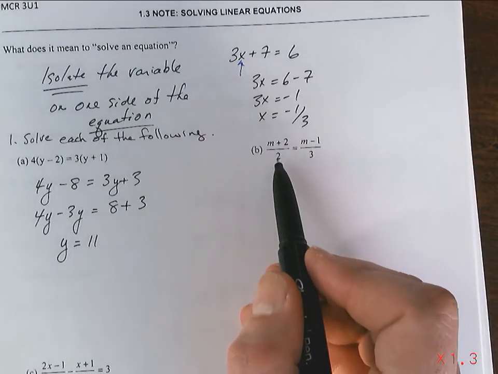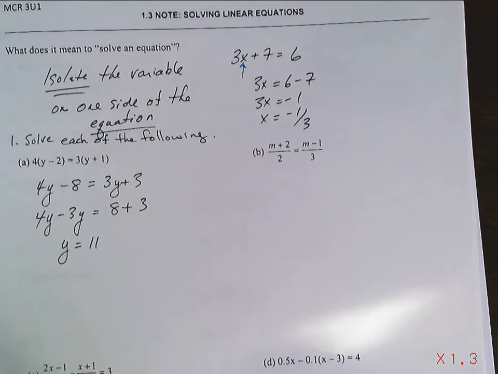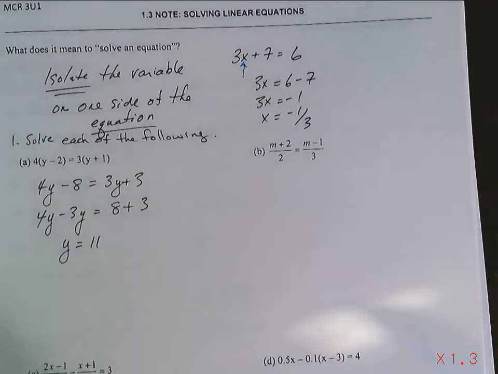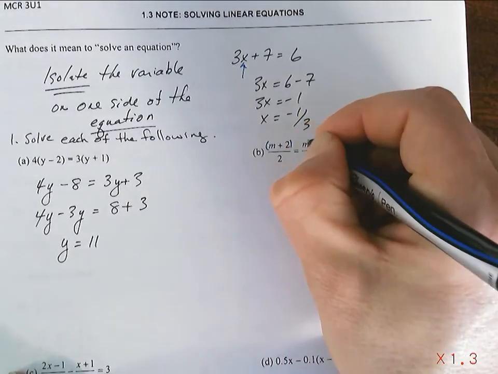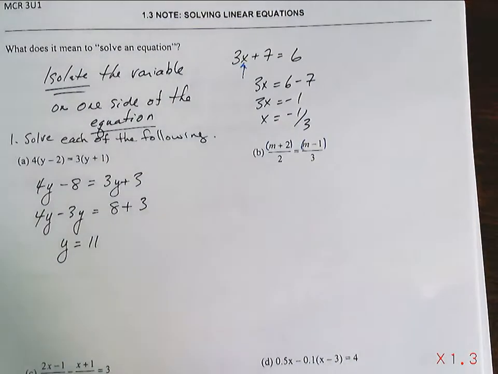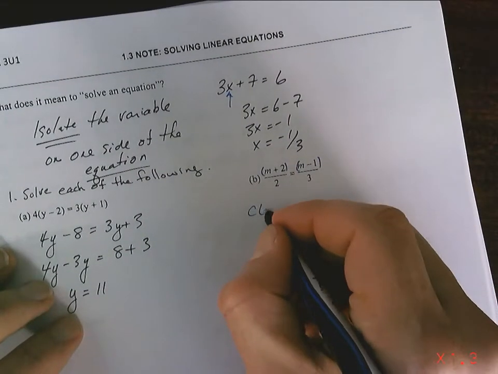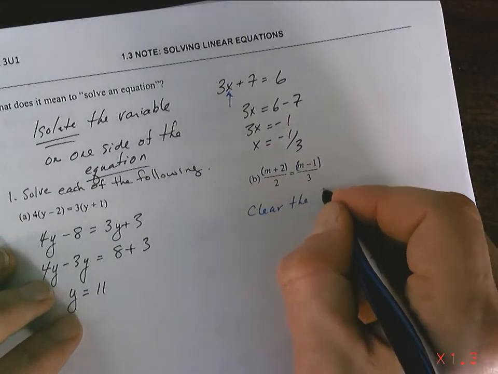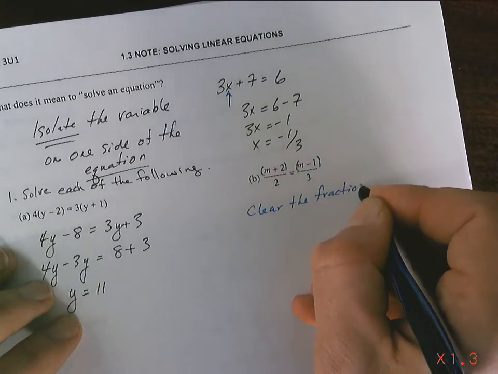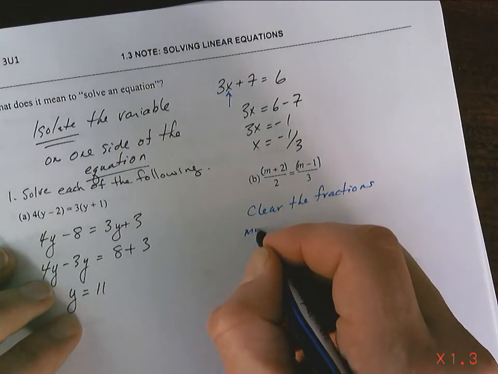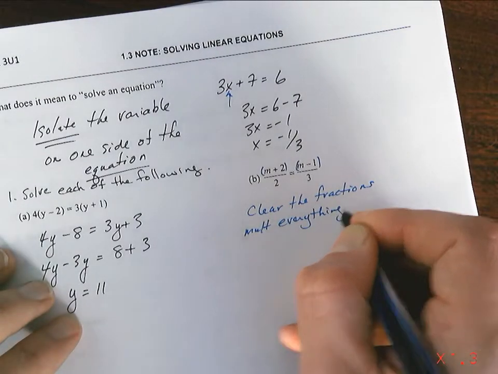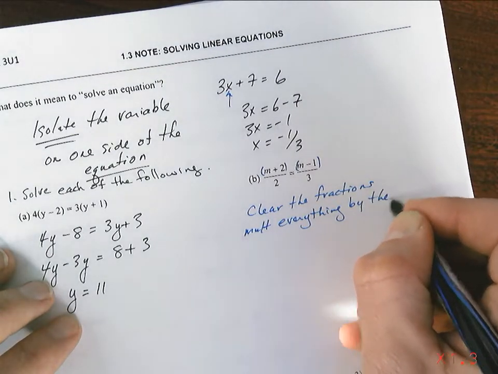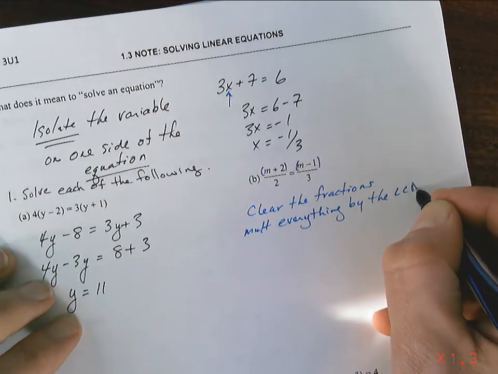We have this 2 on the bottom, this 3 on the bottom. Your science teachers have taught you to cross multiply. You better be careful with that though, because you can't always cross multiply. There are questions that you can't cross multiply. The best thing to do is to do something called clear the fractions. And the way that you clear the fractions is to multiply everything by the lowest common denominator.